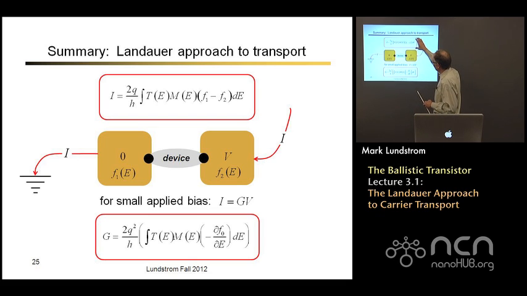We can simplify this same expression under low bias. Under low bias, current is proportional to voltage, and the constant of proportionality is the conductance, and then what's important is the derivative of the Fermi function. Okay, so that's the mathematical formalism.